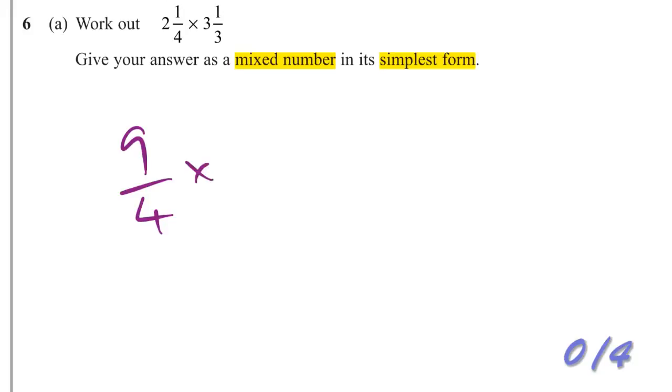We're multiplying that by 3 1/3. There are 9 thirds in 3 wholes, plus the other third gives you 10 thirds.